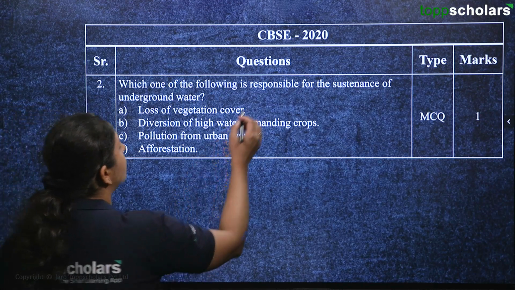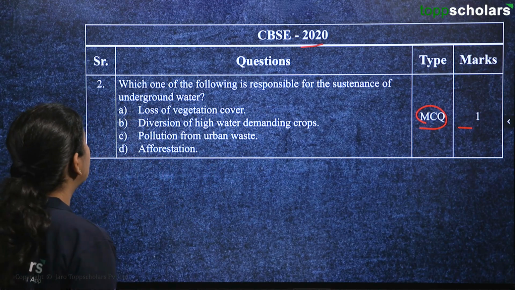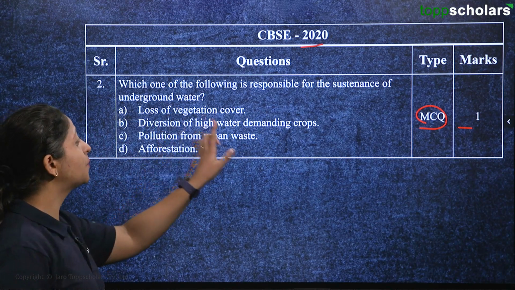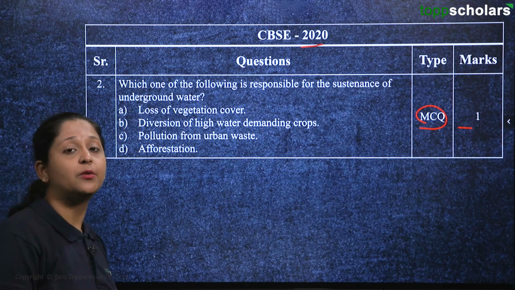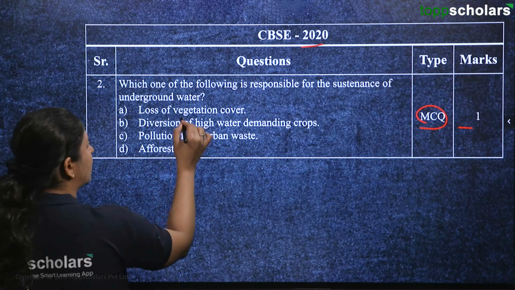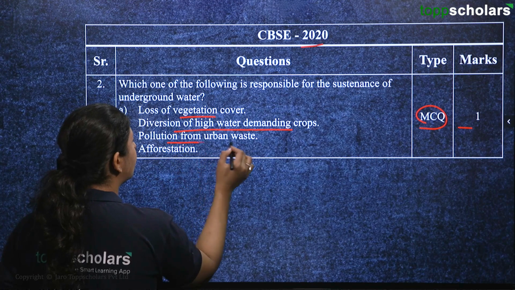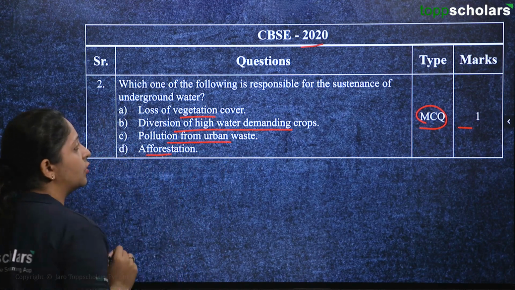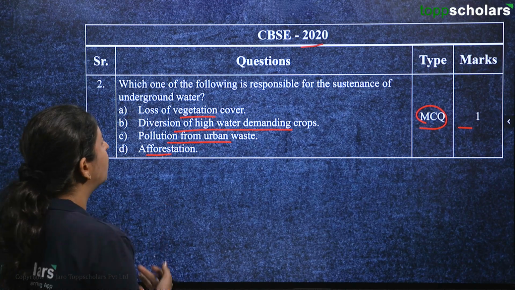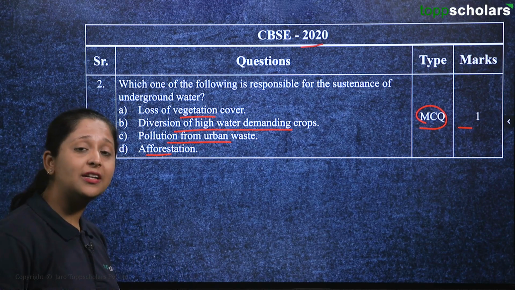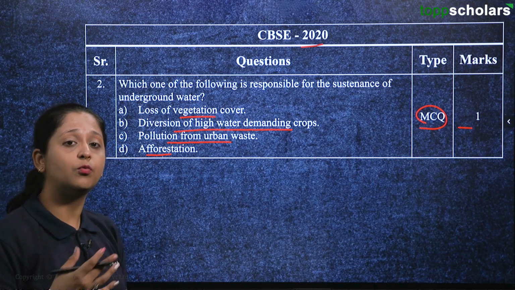Next is your year 2020 paper, a multiple choice question which is for 1 mark. Which one of the following is responsible for the sustenance of underground water? What method can you use to sustain it? Loss of vegetation cover, diversion of high water demanding crops, pollution from urban waste, and afforestation. Which of the following will help the sustenance? Because you are going for underground water, it is important that you maintain it. There are various ways through which you can sustain it.